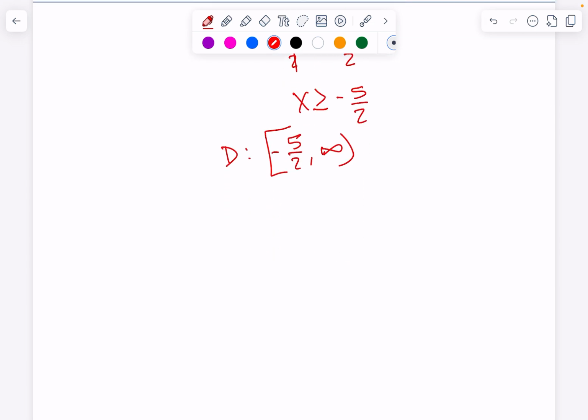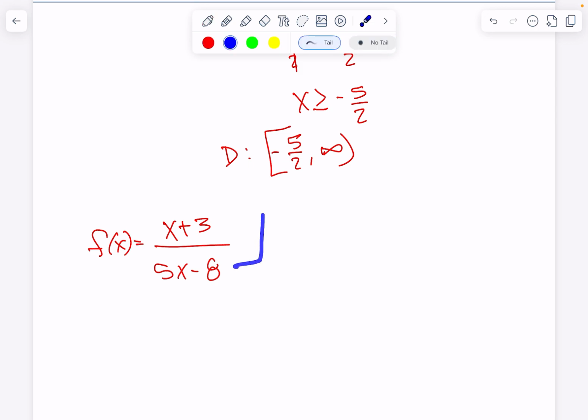So let's keep going. We'll just keep making stuff up. x plus 3 over 5x minus 8. Whatever, it doesn't really matter. And this one, we just cannot have the denominator be 0.